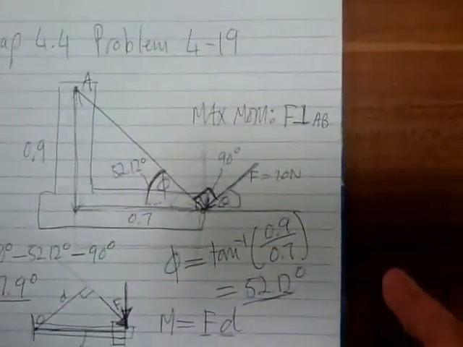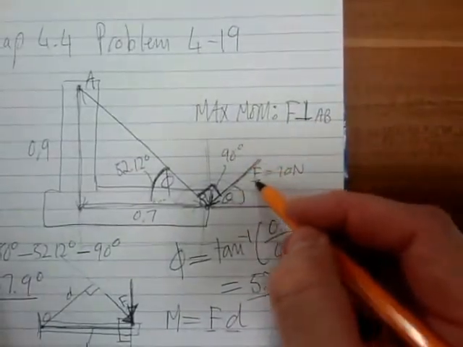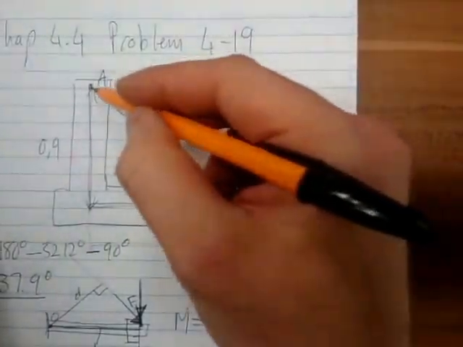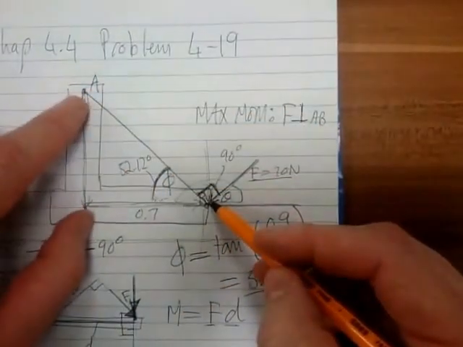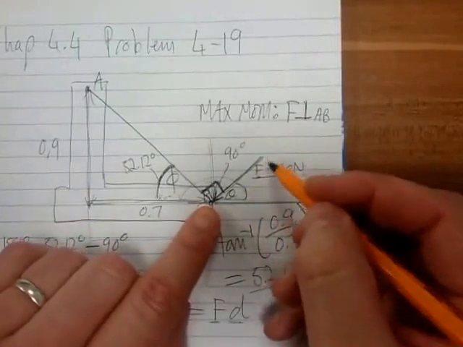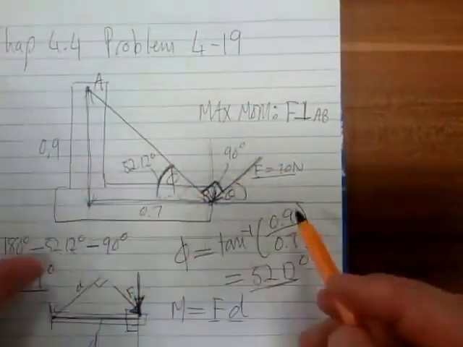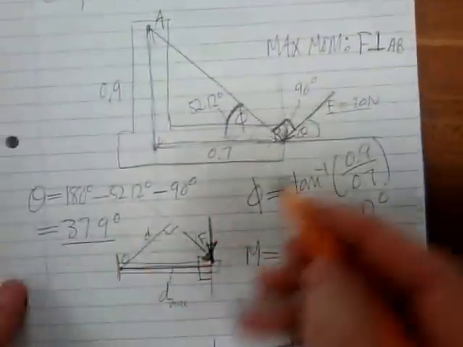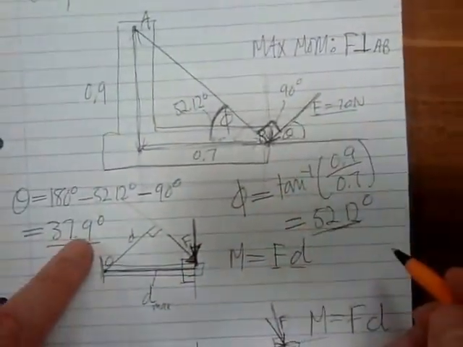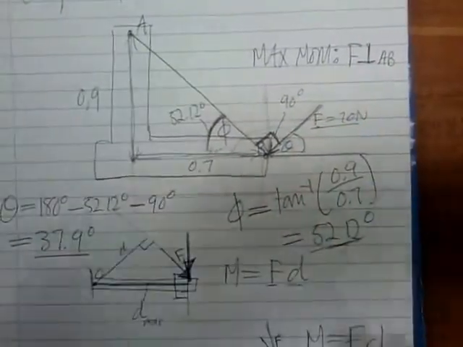So guys, for this force F to give me a maximum moment about point A, I need to draw a line from the point of rotation to point B. This force needs to be perpendicular to that line. I then calculate all the other angles involved and I determine theta. So this theta is 37.9, which means that this force would give me a maximum moment.